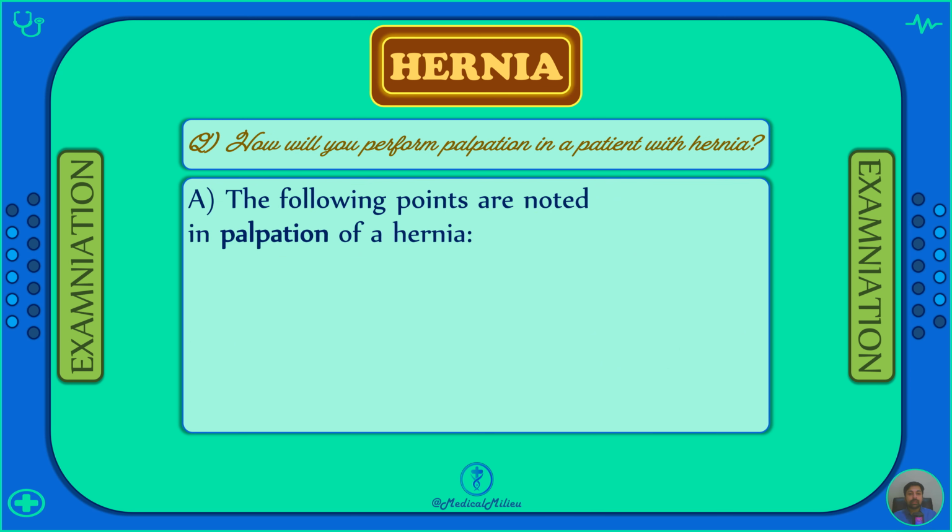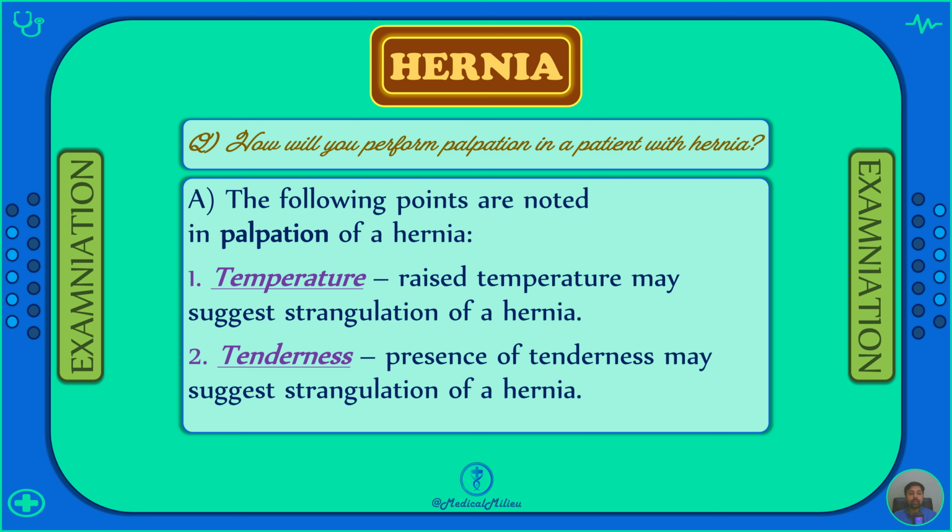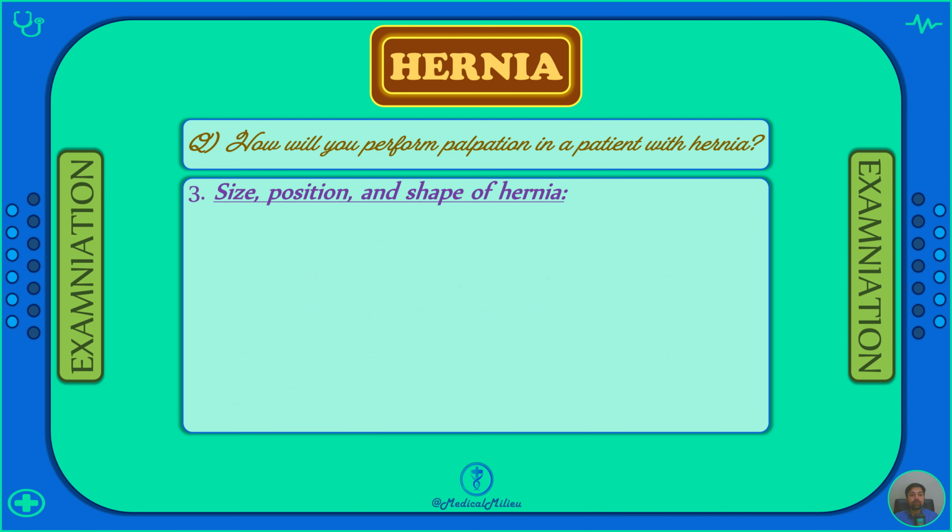The following points are noted in palpation of a hernia. Point number 1, temperature. Raised temperature may suggest strangulation of a hernia. Point number 2, tenderness. Presence of tenderness may suggest again a strangulation of a hernia. Point number 3 is size, position and shape of the hernia.